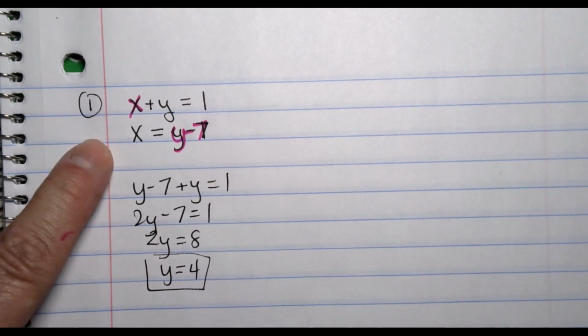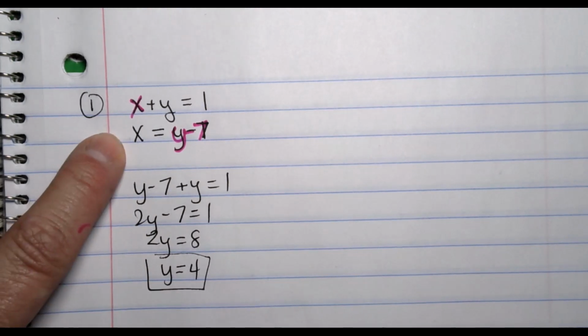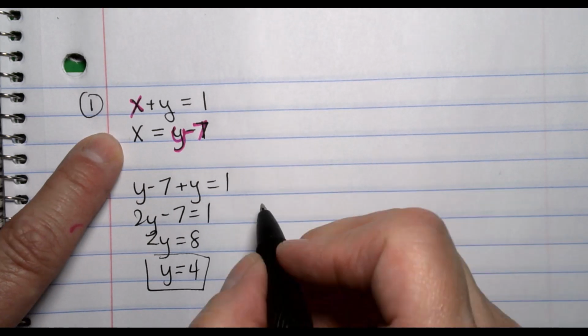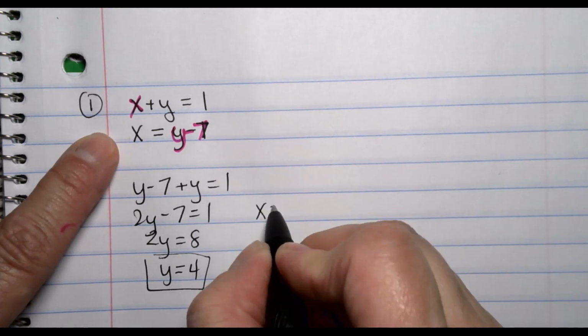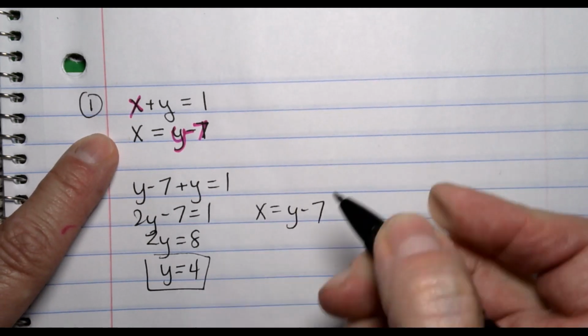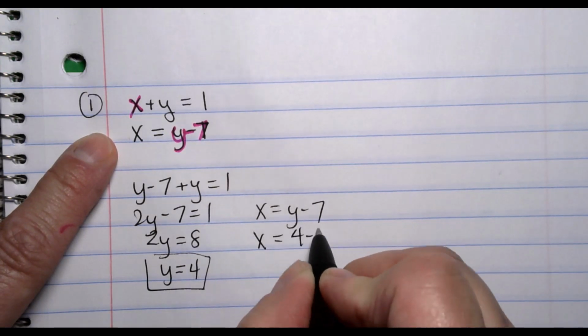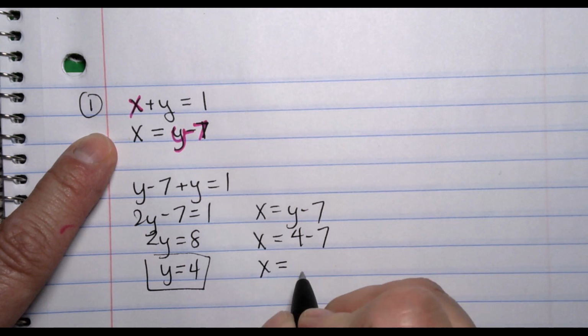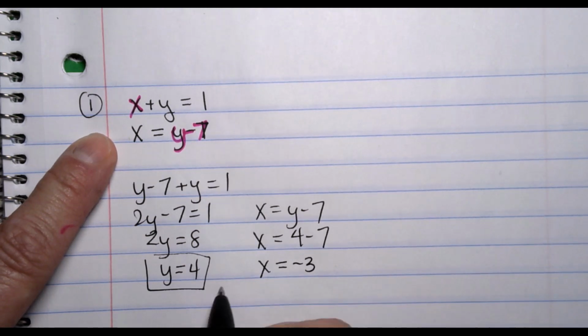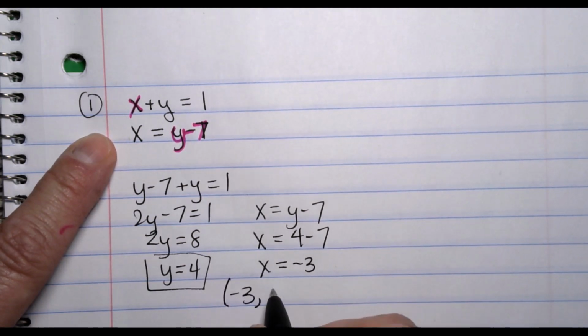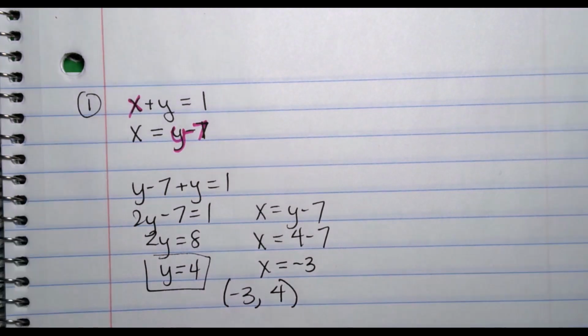Now to find the rest, we're going to substitute that in here. We'll find the x this way. It says x equals y minus 7. I know that y is 4. So x equals 4 minus 7. X equals negative 3. Writing it as an ordered pair, the answer is negative 3 and 4.